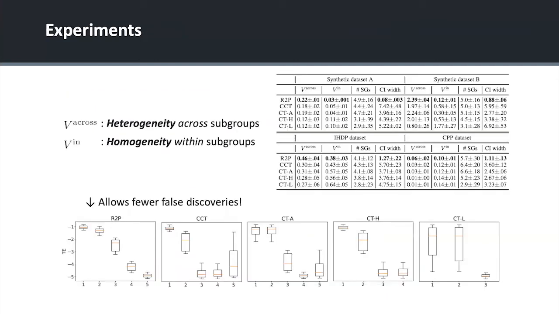Finally, we evaluate our method R2P by comparing it to other state-of-the-art heterogeneous treatment effect estimation methods. For this, we mainly use variance, cost, and within-subgroup measures to evaluate the heterogeneity and homogeneity respectively. From the tables, we can see our method R2P achieves the best performance in all the performance metrics, while discovering subgroups with minimum overlap to avoid false discoveries, as shown in the figure below.